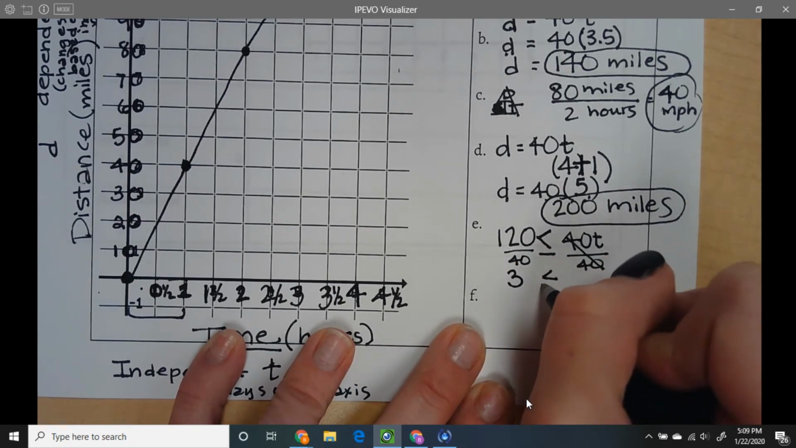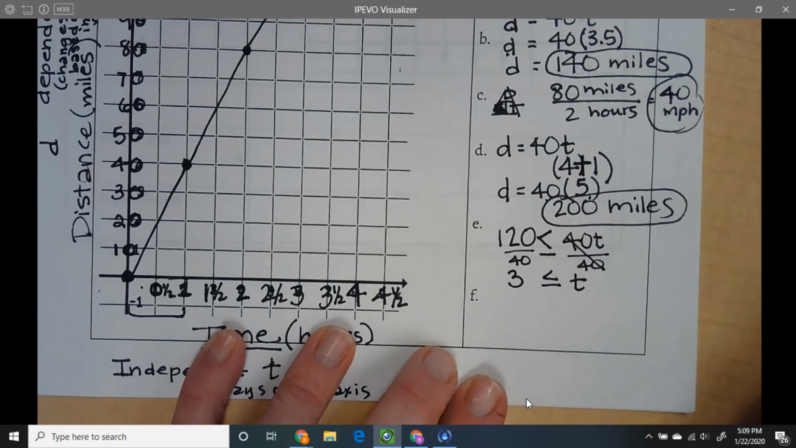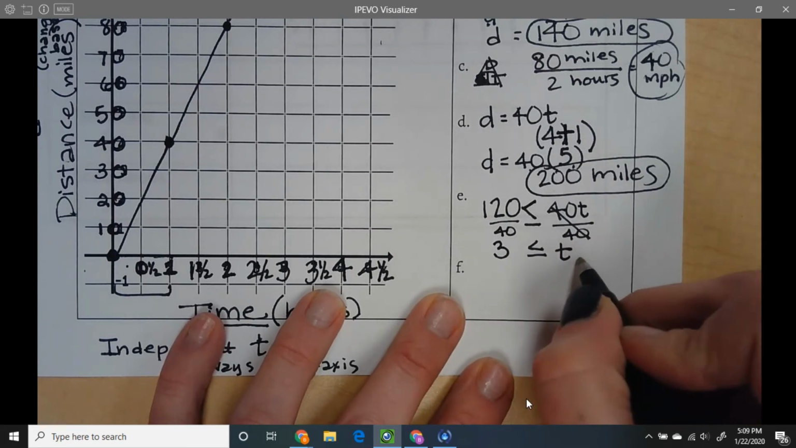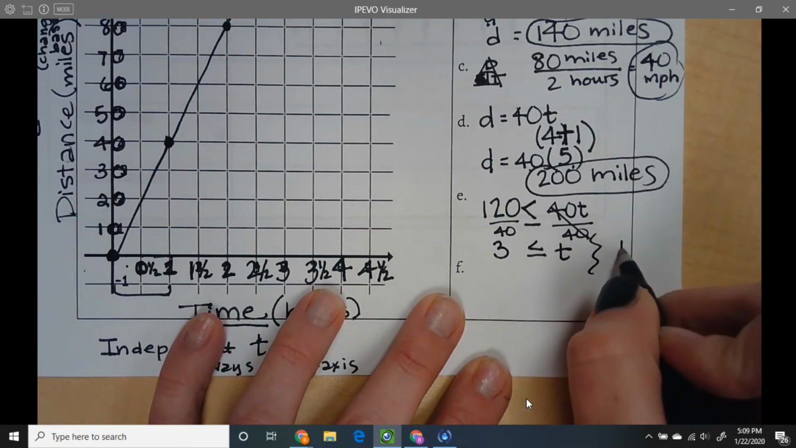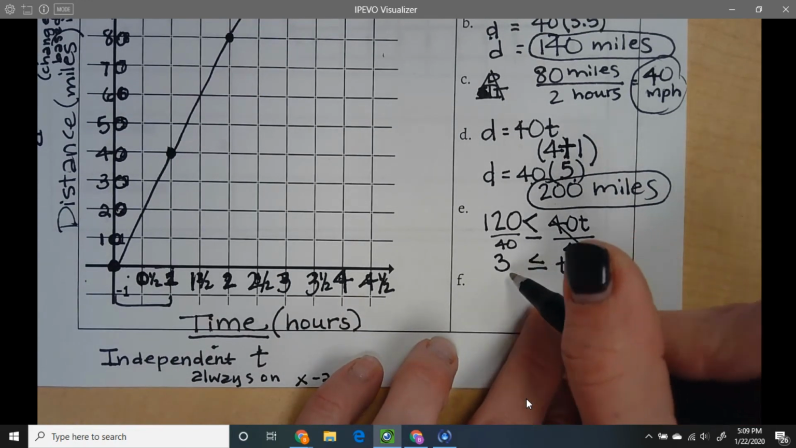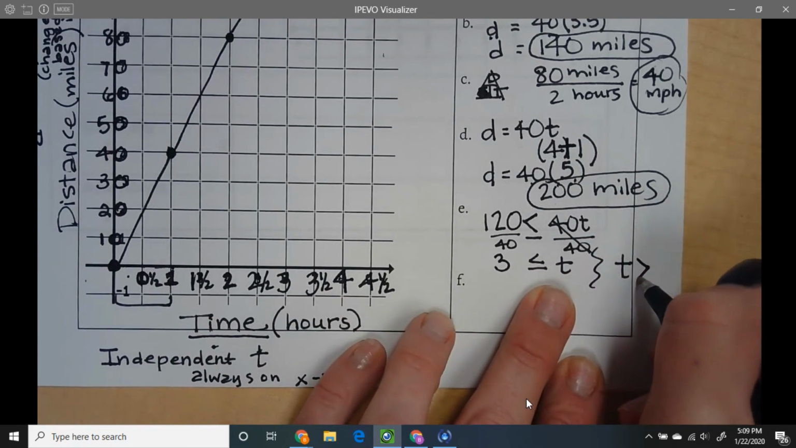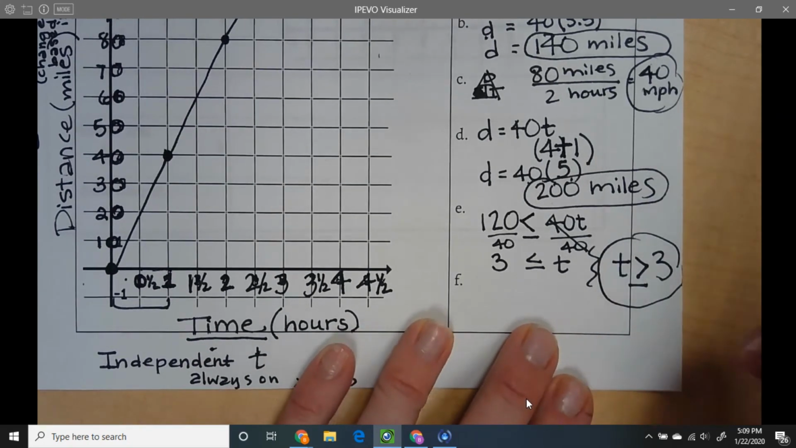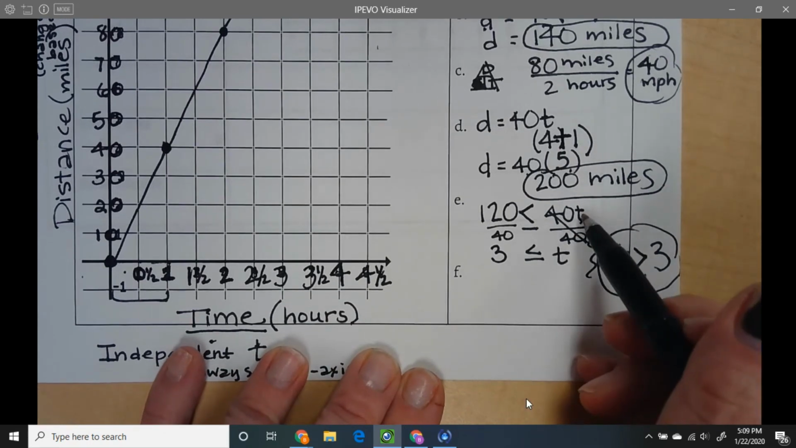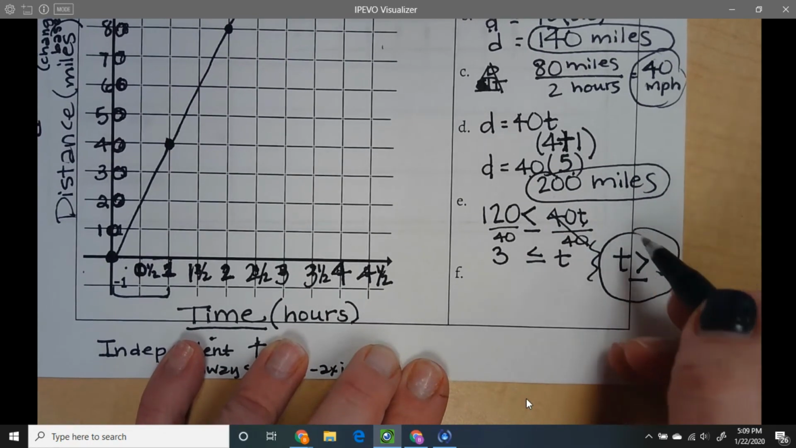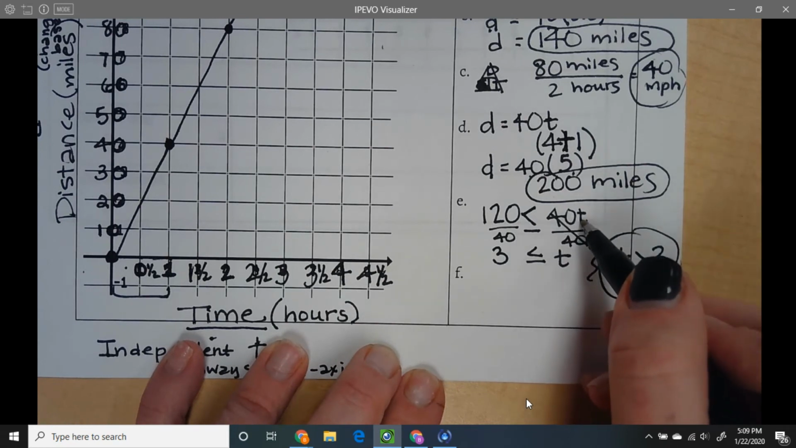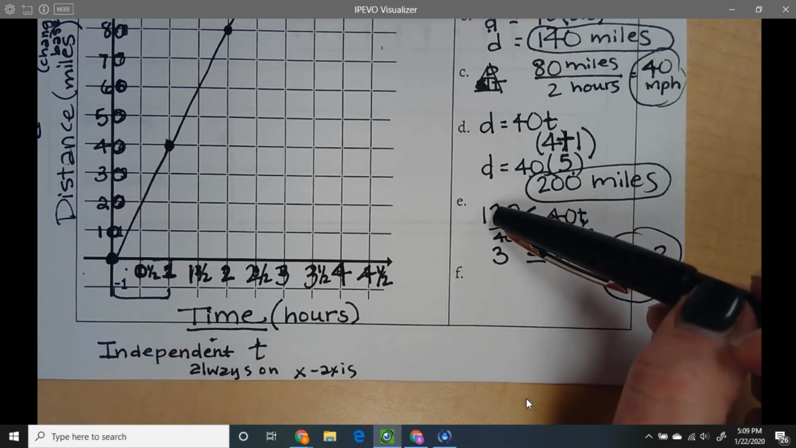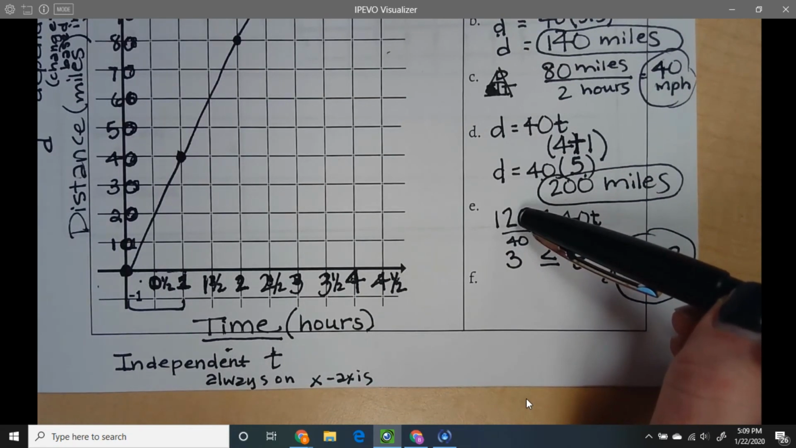And I want to get it so the T is on the left. So I can just switch this order here. So T, and then if 3 was less than, then T would be greater than or equal to 3. So if I plug that in and thought about this, if 40 times a T greater than or equal to 3, that would be 120, which would make this at least 120, which matches what the problem is asking for. So that it would be greater than or equal to.